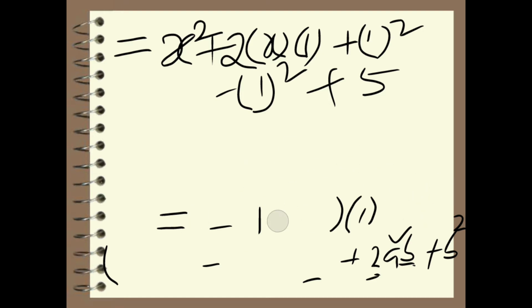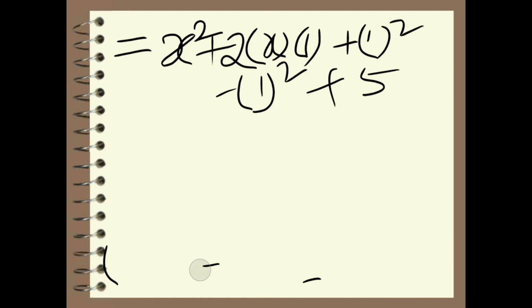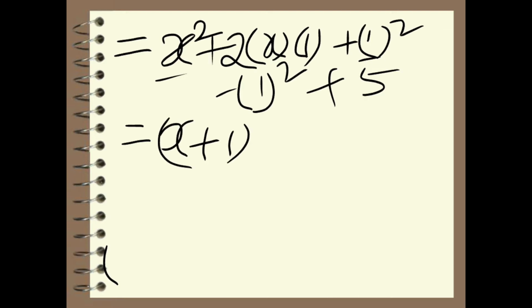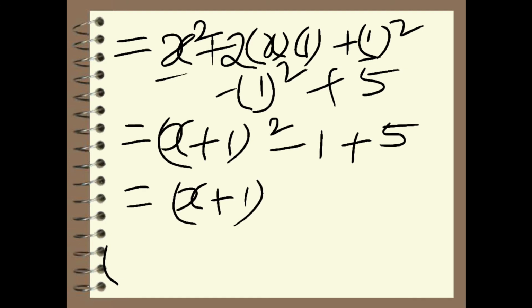Right. Now up to x square plus 2x plus 1 whole square we can write as a plus b whole square. So in the place of a, x is there, in the place of b, 1 is there, so it can be written as x plus 1 whole square minus 1 square, plus 5. So x plus 1 whole square, 5 minus 1, how much? 4. Yeah, exactly, x plus 1 whole square plus 4.